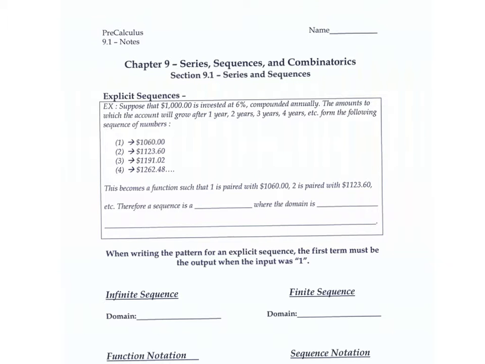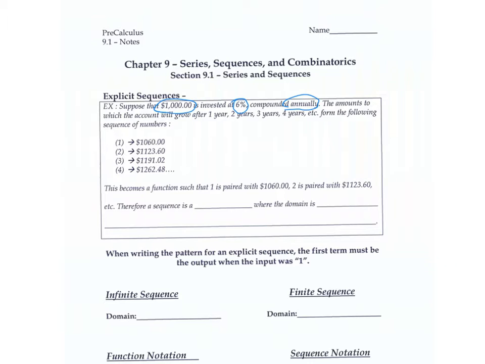This video is about series and sequences, and you covered this in Algebra 2, so it's a quick review. Here's an example about explicit sequences, arguably the most obvious one. Suppose that $1,000 is invested at 6%. So we've got $1,000 as principal, 6% as annual interest rate, compounded annually. The amounts to which the account will grow after year 1, year 2, year 3, year 4, etc. form the following sequence of numbers.